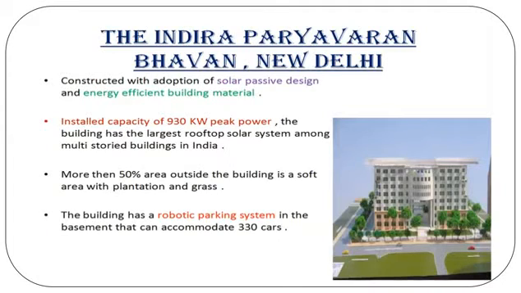First one is Indira Paryavaran Bhavan in New Delhi, constructed with adoption of solar passive design and energy efficient building material, installed capacity of 930 kilowatt peak power. The building has the largest rooftop solar system among multi-storied buildings in India. More than 50% area outside of the building is a soft area with plantation and grass. The building has a robotic parking system in the basement that can accommodate 330 cars.